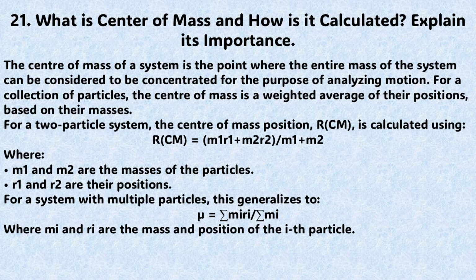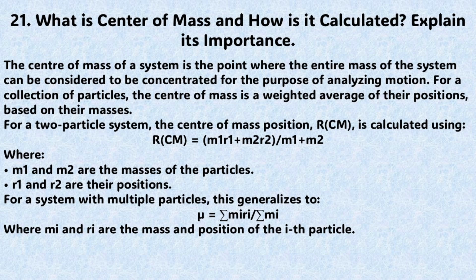For a collection of particles, the center of mass is a weighted average of their positions based on their masses. For a two-particle system, the center of mass position, R_CM, is calculated using R_CM = (M1R1 + M2R2) / (M1 + M2), where M1 and M2 are the masses of the particles. R1 and R2 are their positions.